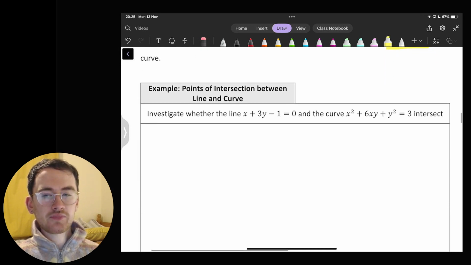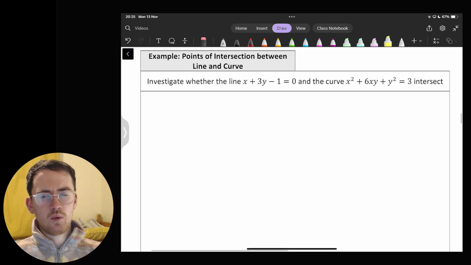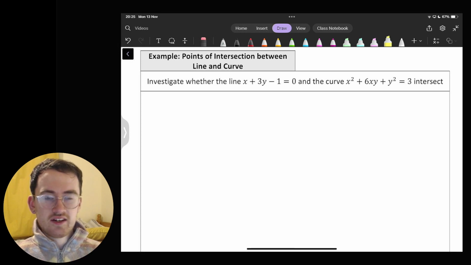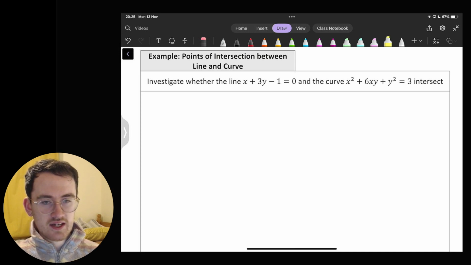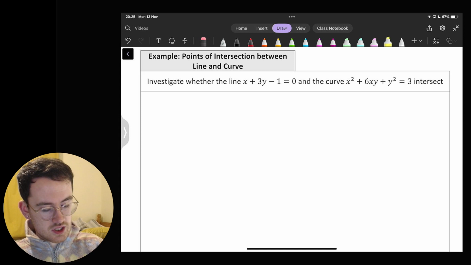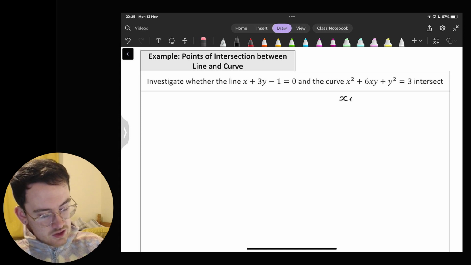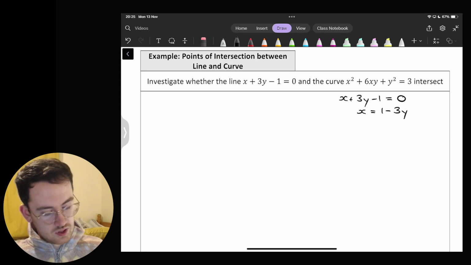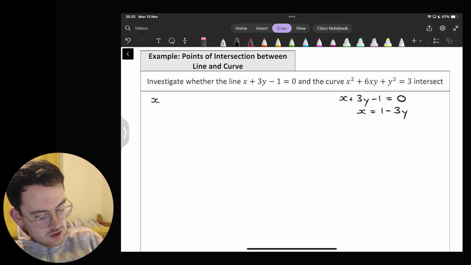Okay. So this is kind of what I was talking about there with that last example. So we're being asked here now just to investigate. They're not telling us that they definitely do or do not intersect, but just investigate whether they do or not. So again, as we did with the last one, let's just take this equation. First of all, I'm going to rewrite it. So again, I'm going to rewrite it with x is equal to 1 minus 3y. I'm then going to fill that into x squared plus 6xy plus y squared equals 3.